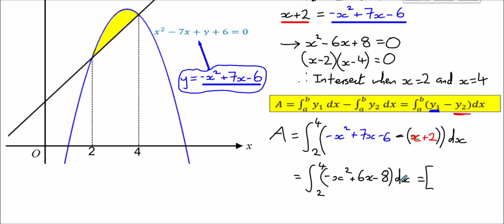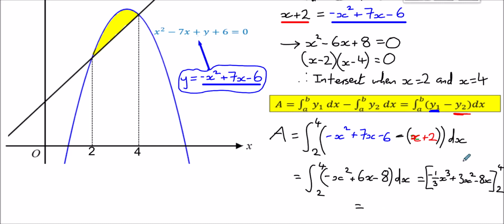So again, same rules apply. Integrate minus x squared, we get minus a third x cubed. Integrate 6x, that gives us 3x squared. And integrate minus 8, we get minus 8x. And the limits of that are from 4 and 2.